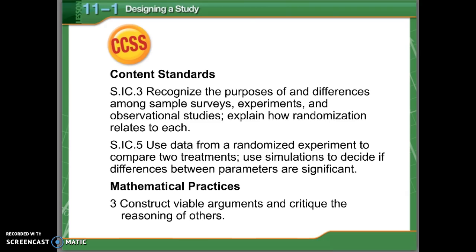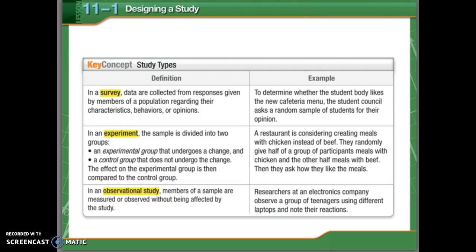So let's get into some terminology that we're going to be looking at in the lesson today. We've got three terms here. A survey. So in a survey, data is collected from responses given by members of a population regarding their characteristics or their behaviors or their opinions. So this is the key thing here, is that a survey covers a population, covers all the people in some population.